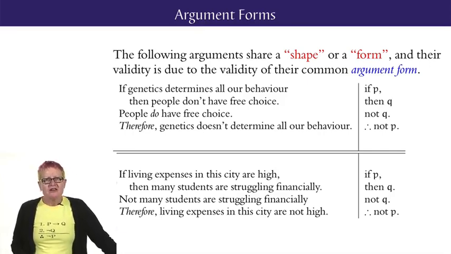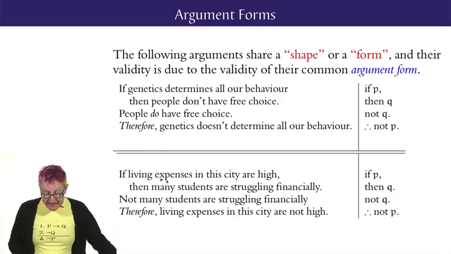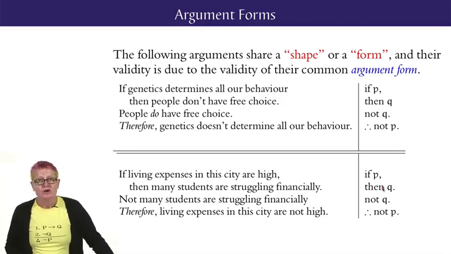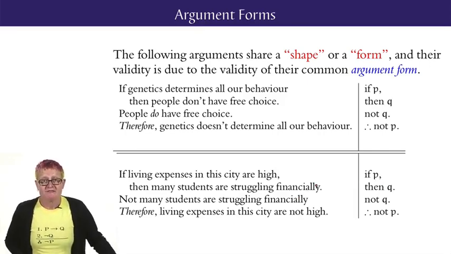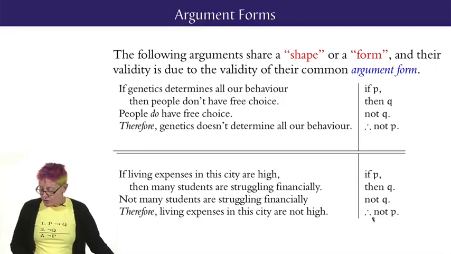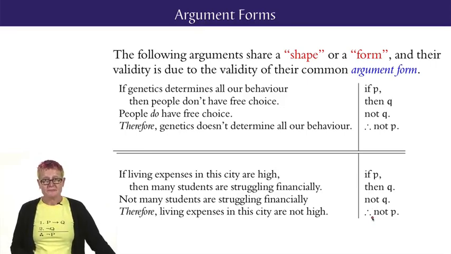Now, in extracting the logical form, we again must notice the repeat occurrences of the basic sentences. For the sentence, living expenses in this city are high, we use the atomic proposition P, and for the sentence, many students are struggling financially, we can use the atomic proposition Q. We then extract the following argument form. First premise is if P then Q, second premise not Q, conclusion not P.